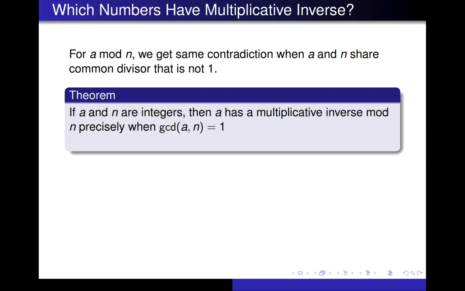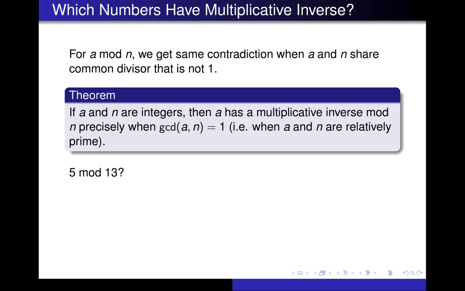If A and n are integers, then A has a multiplicative inverse mod n exactly when the GCD of A and n equals 1. That's exactly what has to happen in order for A and n not to have any common divisors other than 1. And of course, we had a name for this back in the old days, a couple days ago. It happens precisely when A and n are relatively prime.